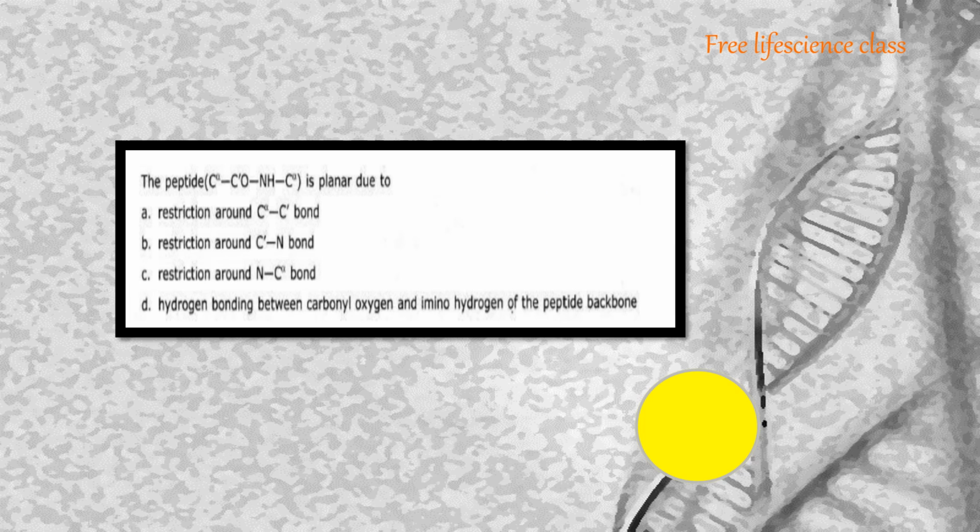The peptide C-alpha, C-O, NH, C-alpha is planar due to... If you know the Ramachandran plot, then this will be easy for you. And also there is no need of understanding the Ramachandran plot. If you know about the peptide bond, amide bond, etc., then you will definitely answer this question.